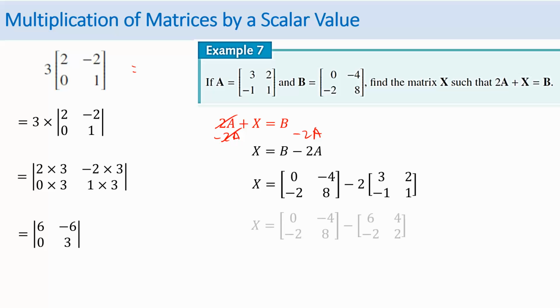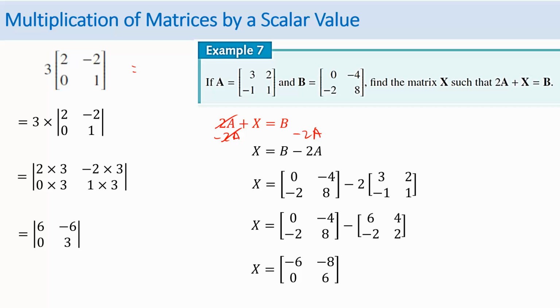So if you do that, that's what you're going to get. 2 times 3 is 6, 2 times 2 is 4, 2 times -1 is -2, 2 times 1 is 2. Now you check if the matrices are the same size, the same dimensions. 2 by 2, 2 by 2. You're subtracting them. The only way to subtract is entry by entry. 0 take away 6, -4 take away 4, -2 take away -2, and 8 take away 2. And you get your answer. Matrix X has to equal -6, -8, 0, 6.